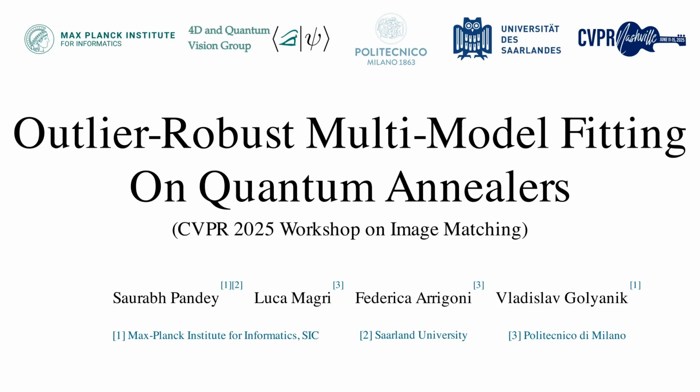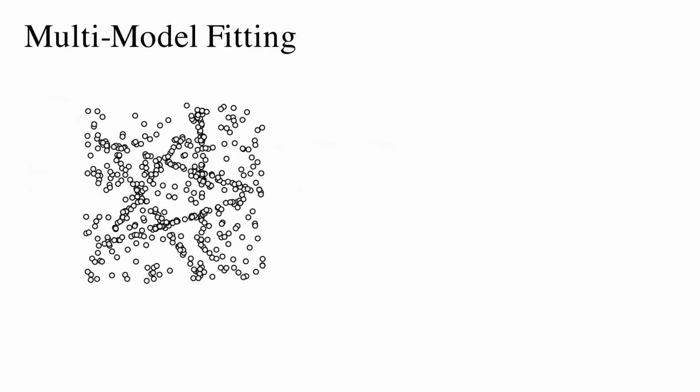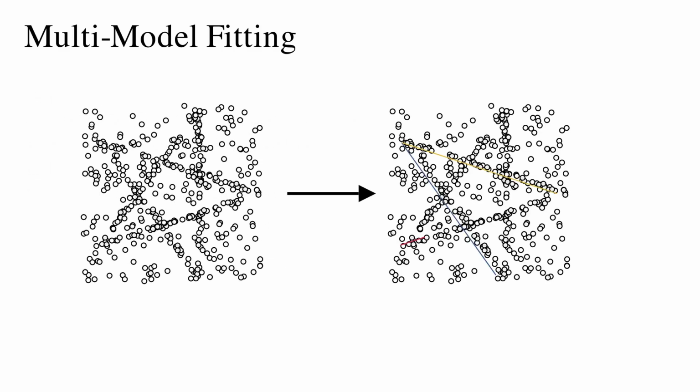Outlier-Robust multimodal fitting on quantum annealers. In multimodal fitting, the objective is to identify multiple underlying models within a dataset, with each model accurately explaining a subset of the data. This process is particularly challenging because, unlike single model fitting, we need to simultaneously determine which data points belong to which models while fitting those models.